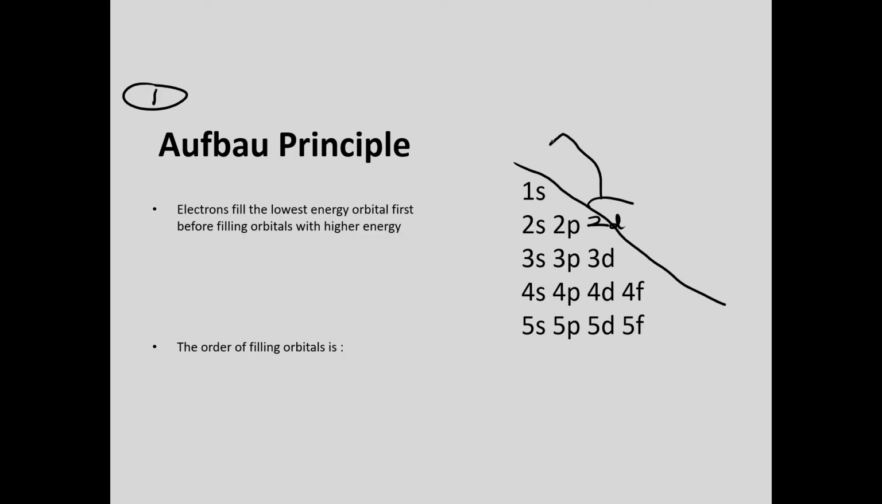Let's look at 2d. So 2 means n equals 2. For d, what is l equal to? l goes 0, 1, 2, and 3, which correspond to s, p, d, and f. So if it says 2d, l is equal to 2.